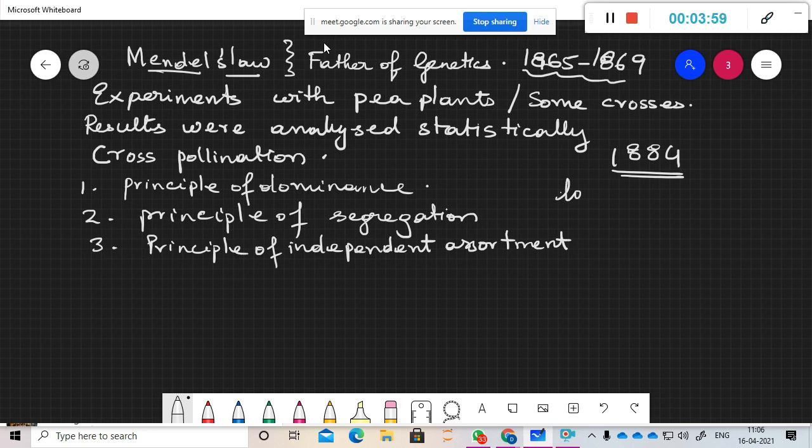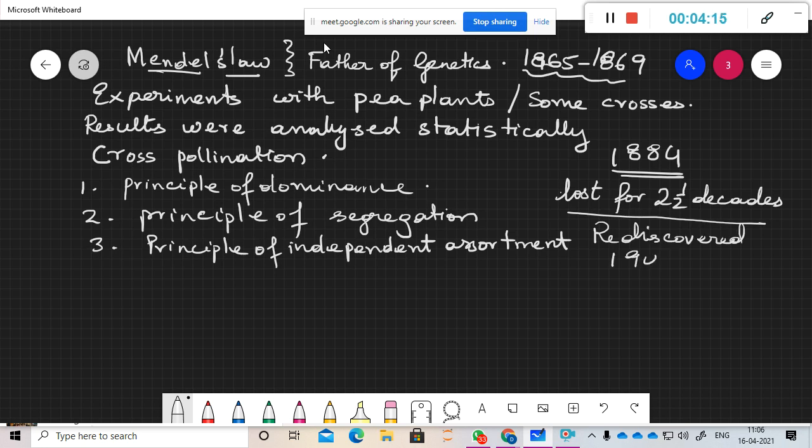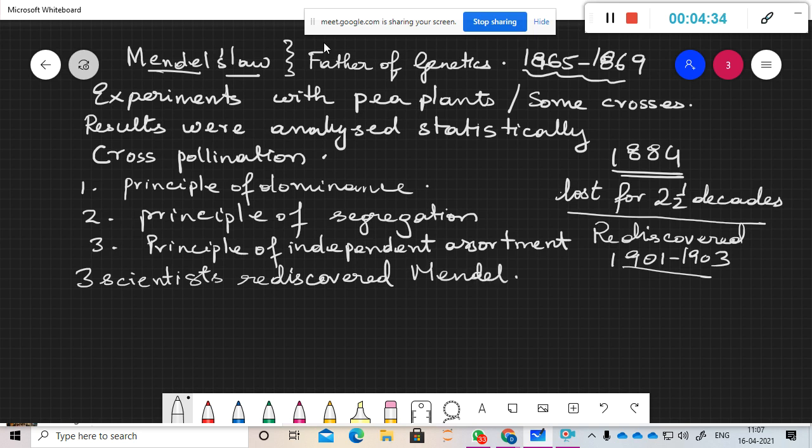So Mendel was lost for 2.5 decades. He was then rediscovered around 1901, 1903. There were three scientists who rediscovered Mendel. It's not important that you know their names. One of them you can know. One of these scientists was the famous De Vries. And there were another two, Tschermak and one more, who independently rediscovered Mendel.